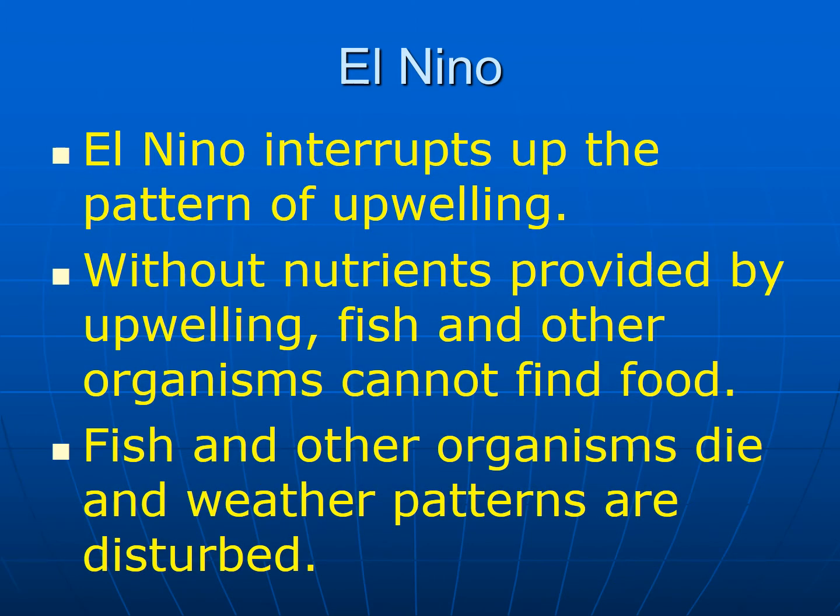What happens is it interrupts the pattern of upwelling. So without nutrients provided by upwelling, fish and other animals cannot find food. So that means some of the animals underwater begin to die. And then the weather on the ocean is a little bit different, and the weather patterns change.